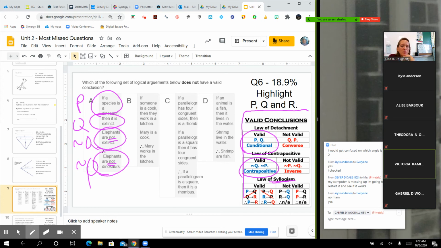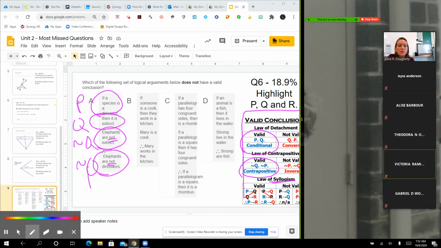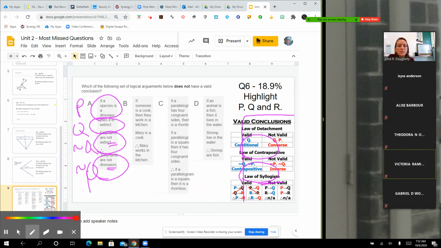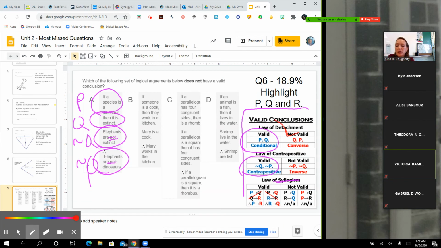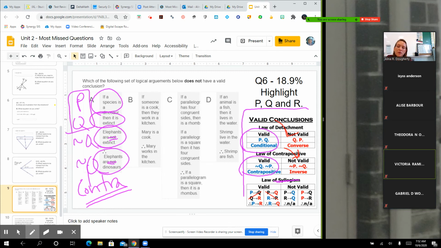Does that follow one of our valid patterns, or does it follow one of our not valid patterns? Got a not valid pattern over here. I just can't write on it. Oh, there we go. I think that's a valid pattern. This one is going to be detachment or contrapositive, right? Contrapositive. We start with P and then Q, and then I give you not Q, and you give me not P.